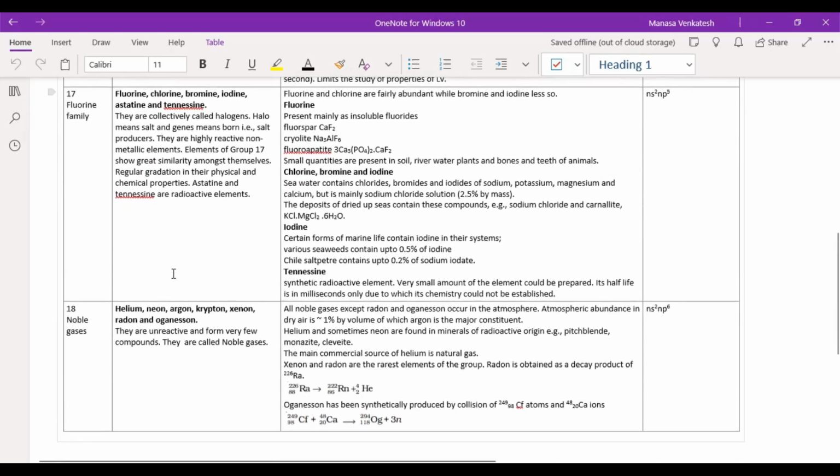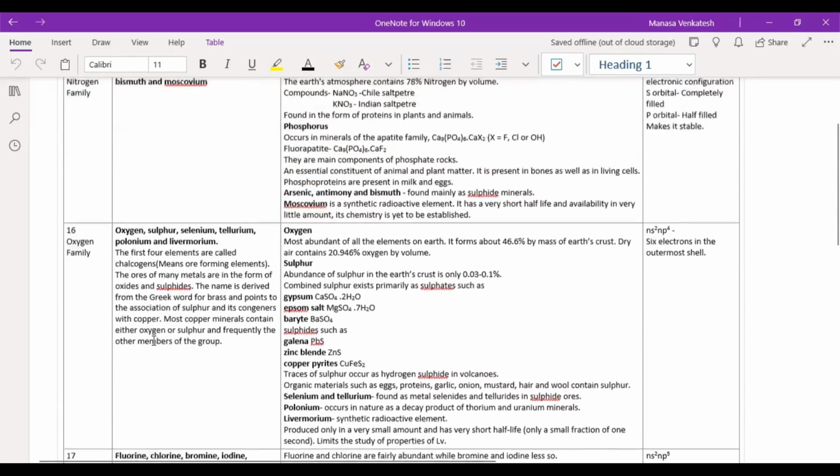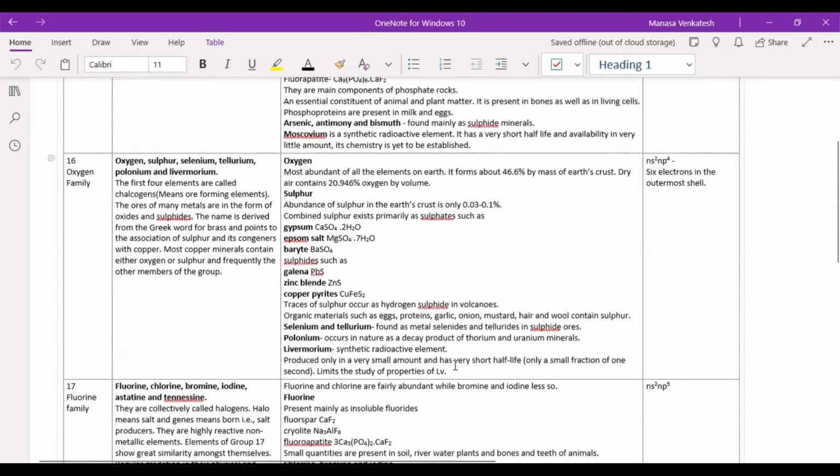The last family, on the right extreme of the periodic table, are the noble gases: helium, neon, argon, krypton, xenon, radon, and oganesson. That is one of the most recent additions to the periodic table, oganesson. And they're very unreactive, and they form very few compounds. You'll be learning only about certain compounds which have been formed with extremely electronegative atoms. So they show very little reactivity. And noble gases have the electronic configuration of ns2np6. So here, remember all the occurrence. You can just go through it and learn it.